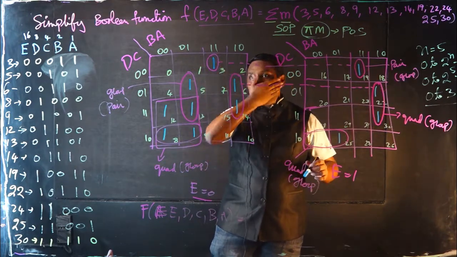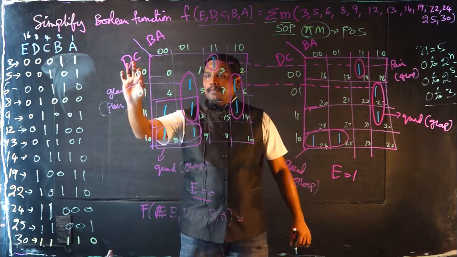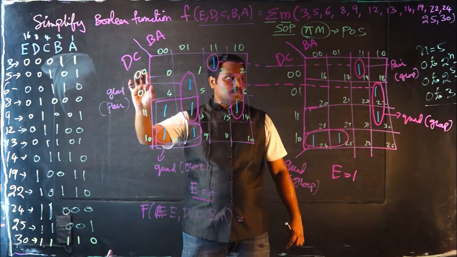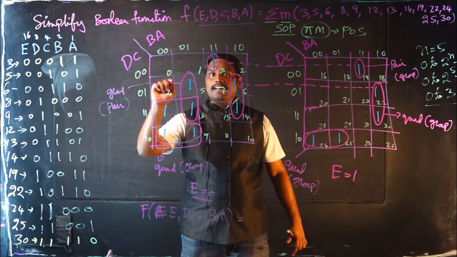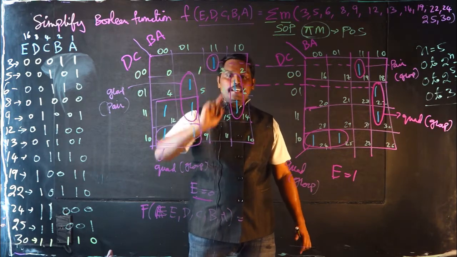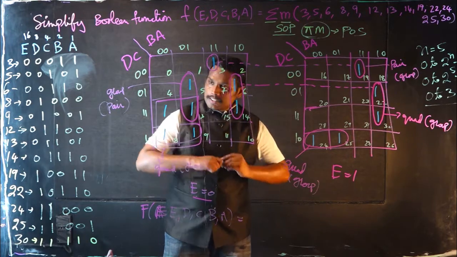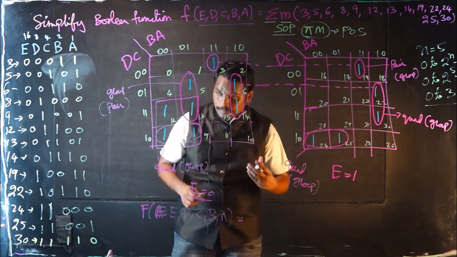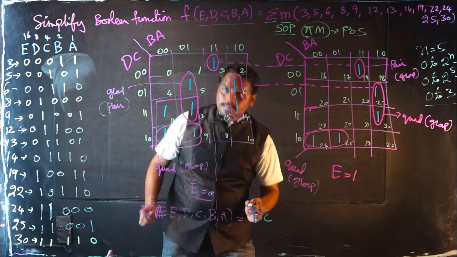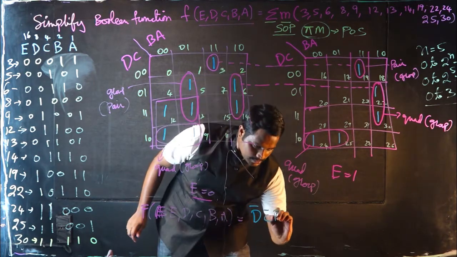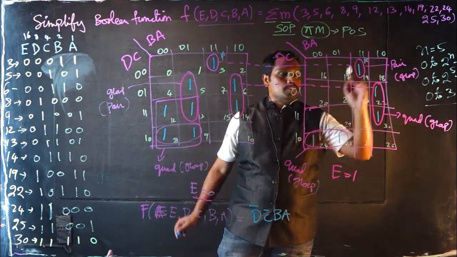So here you can see this particular one, it is having common as D bar, C bar and B A, right? You can see in the same position I am going to write, this is D bar, C bar and then B, A. So we have completed this. I am marking it with a star. So this group is completed.